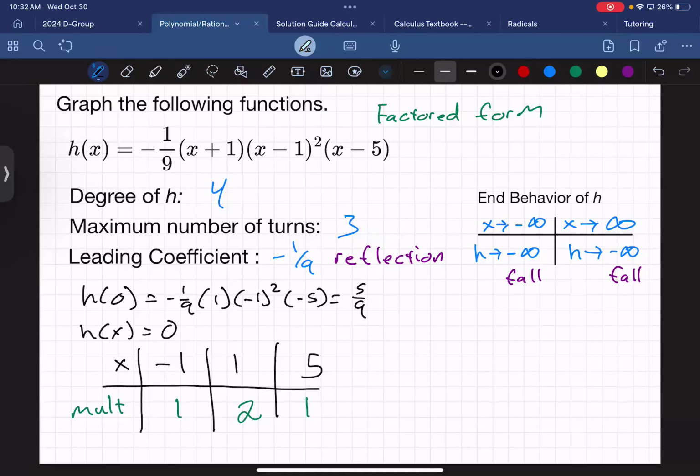Okay. With that said though, what else do I need to graph? Is there anything else I need? No, right? We have all our intercepts. We have our end behavior. So let's go graph this. In fact, I could probably fit it right here.